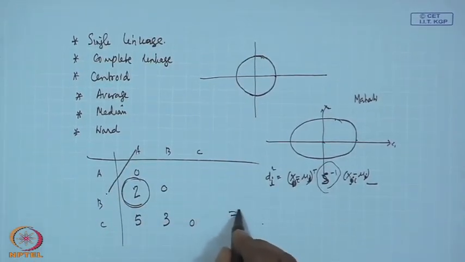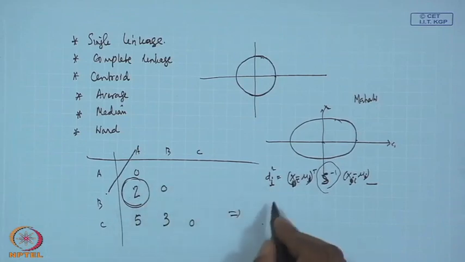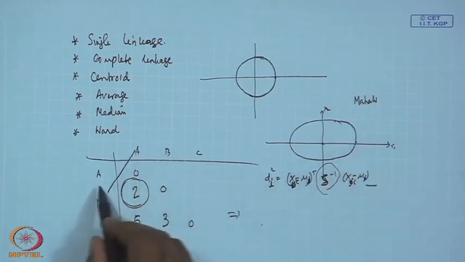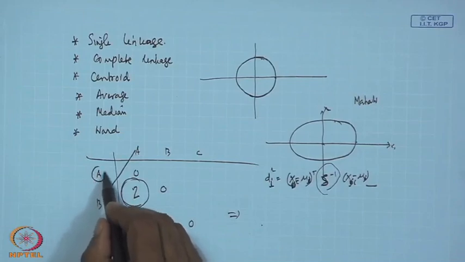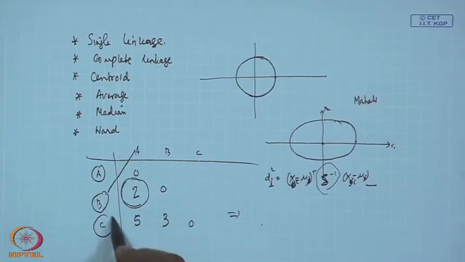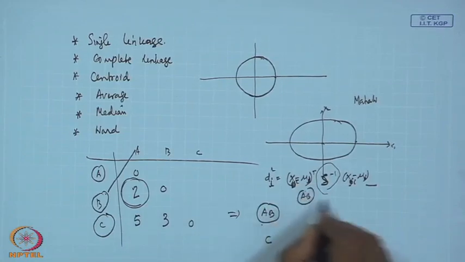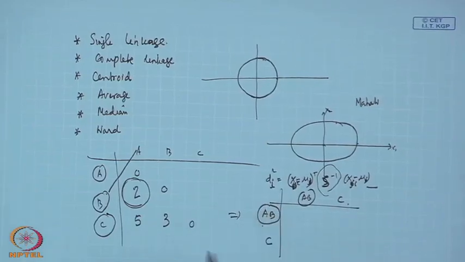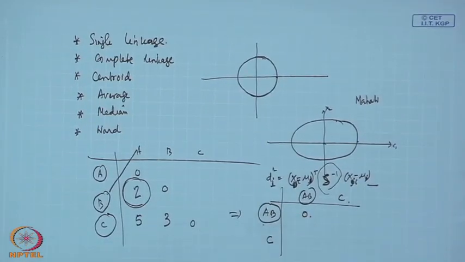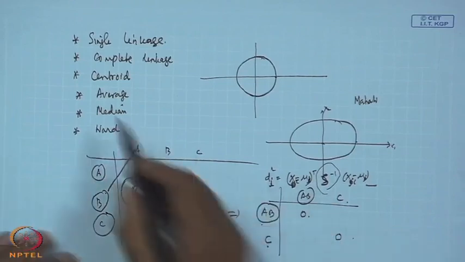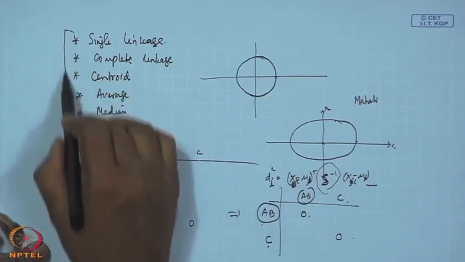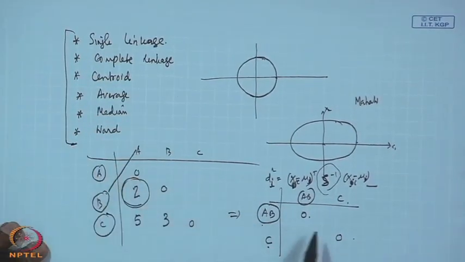So, if I do this, then your data set, initially when it is not grouped, everything is a cluster, A is a cluster, B is a cluster, C is a cluster. When it is grouped, A B becomes one cluster and C remains. Now, A B to A B will be 0 and C to C will be 0. What will be the distance between A B and C? There you have to choose, you can select any one of these methods and then find out.